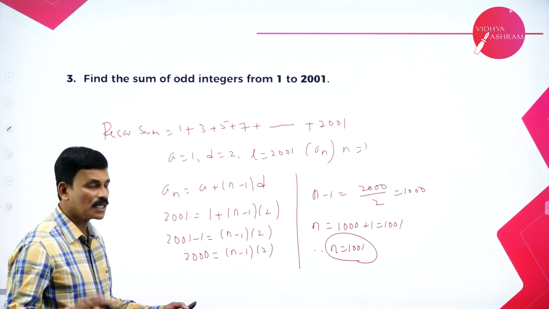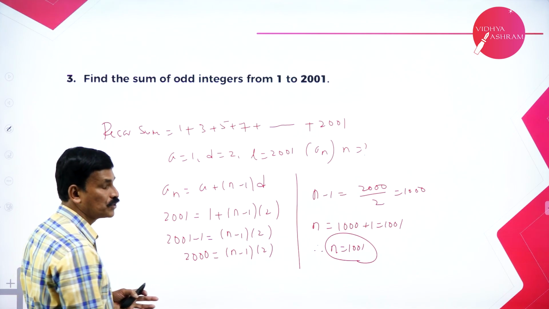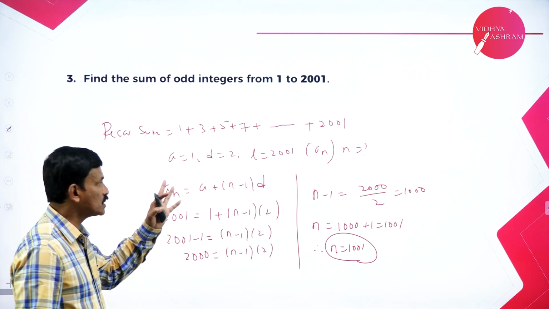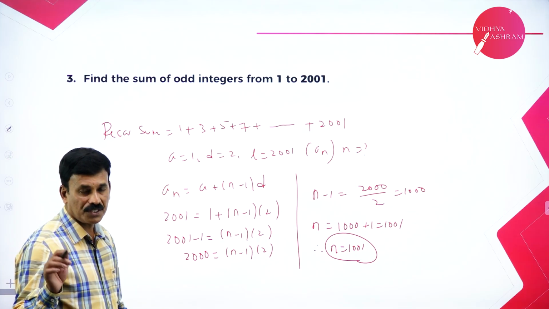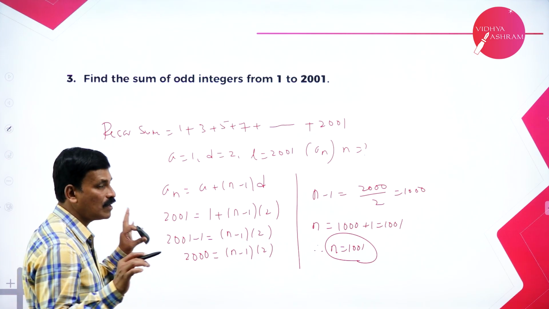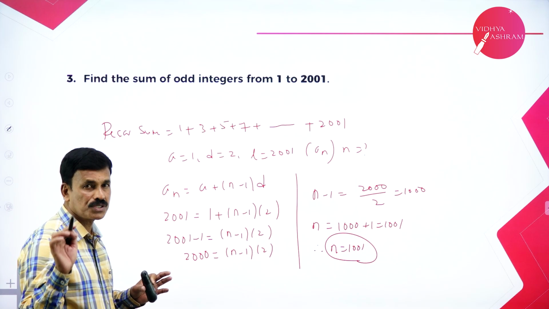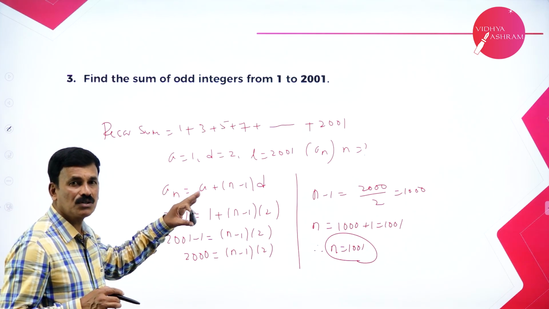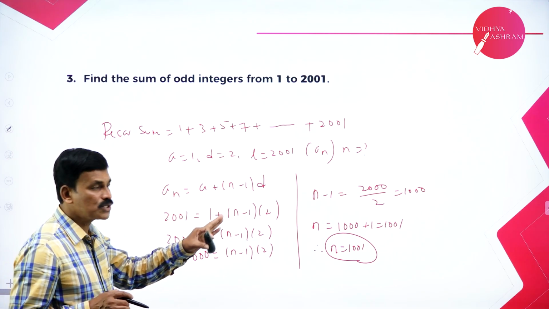Now listen. What is required is the sum of odd integers 1 plus 3 plus 5 plus 7, etc. up to 2001. This is an AP. What is a? a is 1. What is d? d is equal to 3 minus 1, which is 2. What is the nth term? The last term is 2001.